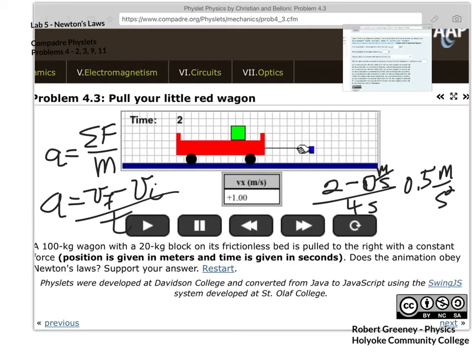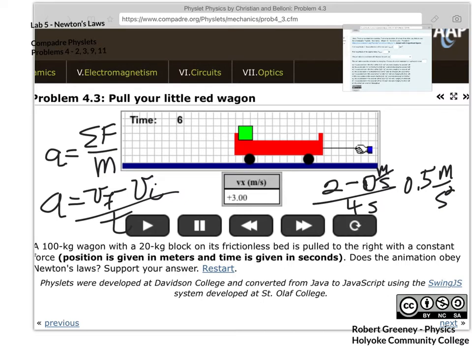So I just ran it for another time interval. You see there's 2 seconds and 1 meter per second, so I'm going to get the same value. Good, so we have a consistent value there. Now let's do the second half. You might notice that it hits the barrier at about 5.7 seconds. So let's move it up to 6 seconds, and then we see it's 3 meters per second.